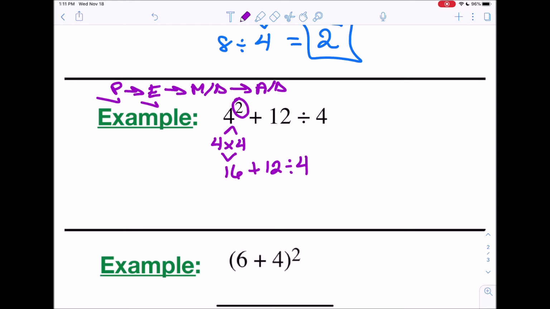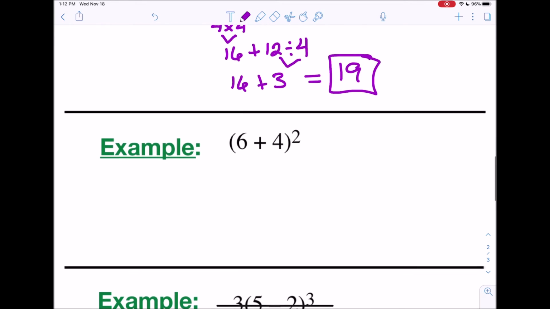Well, if I go from left to right, I have addition, then division. There's no multiplication. So I'm going to do the division next, and I get 16 plus 12 divided by 4 is 3, and my answer ends up being 19. Okay? All right, let's move on to another one.